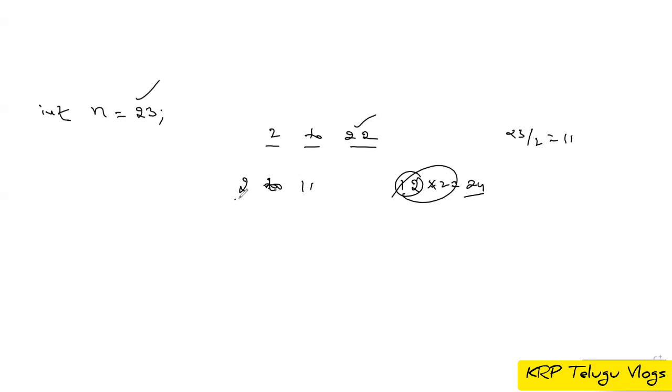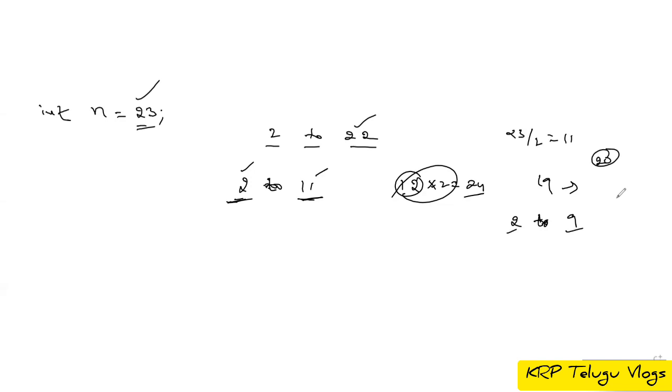So now we will check from 2 to 11. If the number is not divisible by any of these numbers, then we can say that the number is prime. Is that clear? If I take 19, till where do we have to check? From 2 to 9, because 10 into 2 is 20, which is greater. If it is not divisible till 9, then the number is prime.